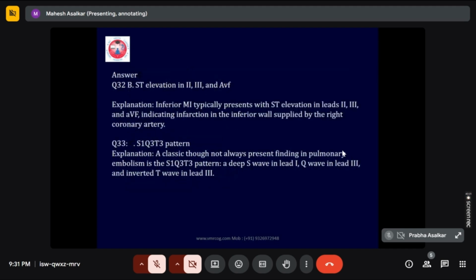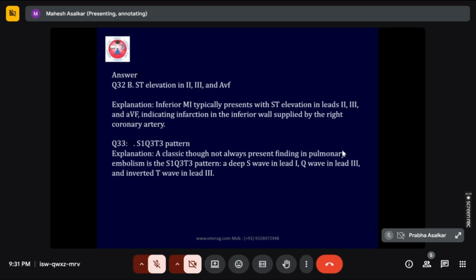So question number 32, answer is B, ST elevation in 2, 3 and AVF. Inferior myocardial infarction, inferior wall, typically presents with ST elevation in leads 2, 3 and AVF, indicating infarction in the inferior wall supplied by the right coronary artery.